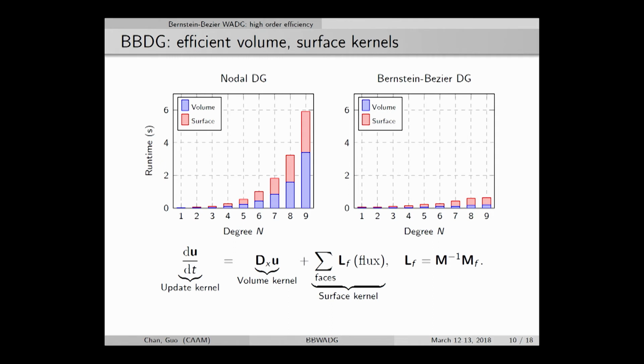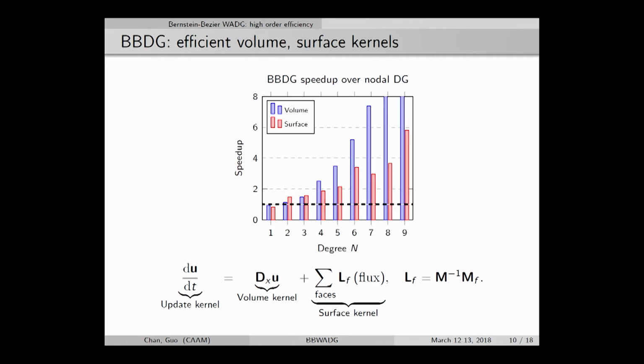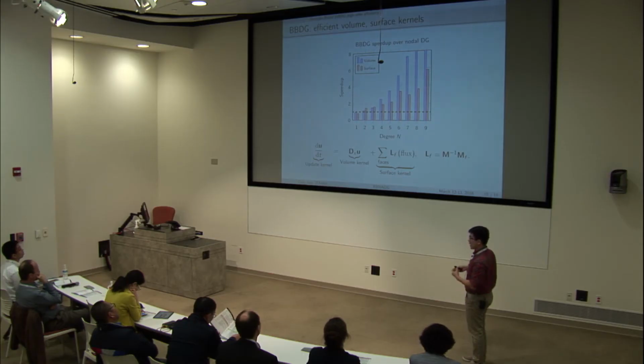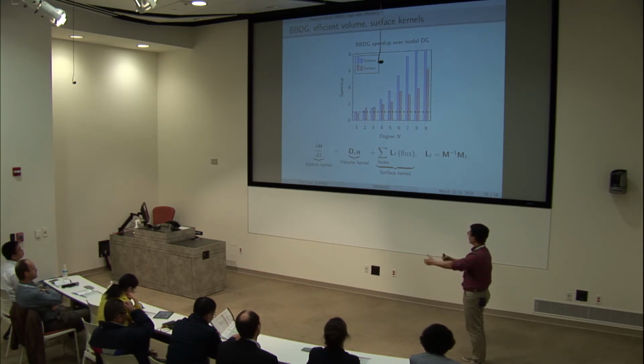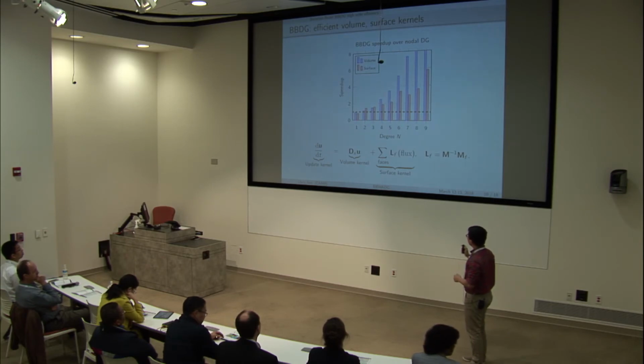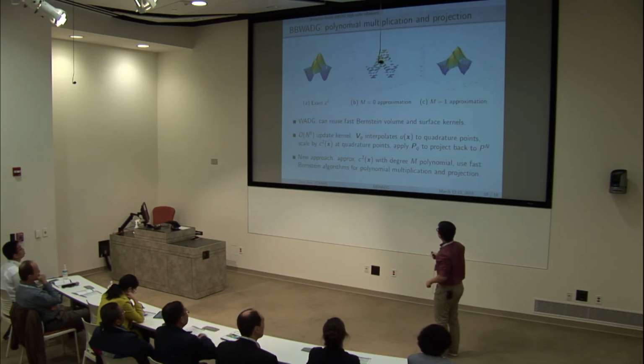You gain a significant amount of runtime. You can look at the speed up, and you essentially become up to 6 times faster at higher degrees. And if you want to go even higher than this, then you gain even more. So if you're trying to use a degree 10, 12, 14 DG method, I would highly recommend Bernstein-Bezier DG methods because they buy you a lot of efficiency at higher orders.